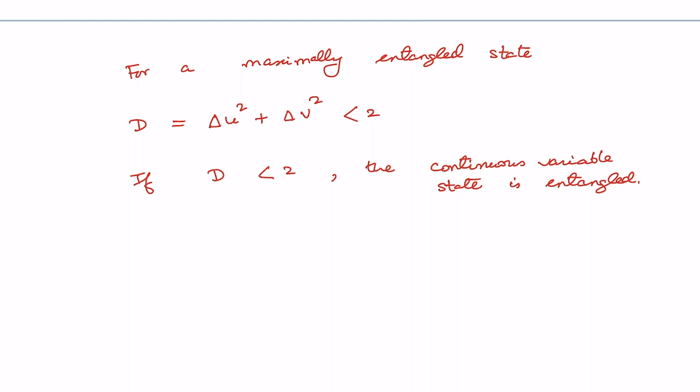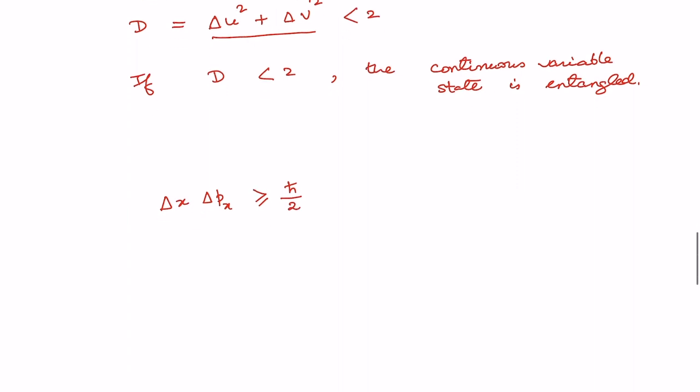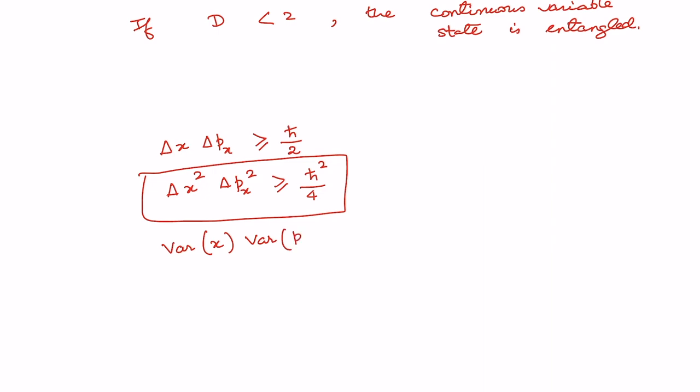Let me now make a useful comment as a reminder to you, as we are talking about variances. You know, the famous Heisenberg uncertainty principle has this form, delta x delta px is greater than or equal to h cross by 2, where h cross is the reduced Planck's constant. This we can write in terms of variance in this form, delta x square delta px square is greater than or equal to h cross square by 4. Sometimes people write this expression in this form as well, variance of x into variance of p of x is greater than or equal to h cross by 4.